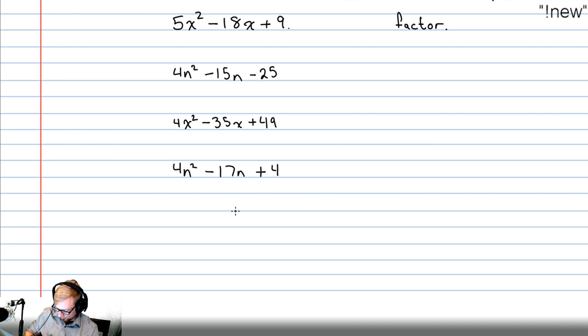I really like that trick you showed me about the prime numbers, and then you just play around with them. Yeah, because you know it has to be two numbers, so you can start looking at the combinations of the two numbers.